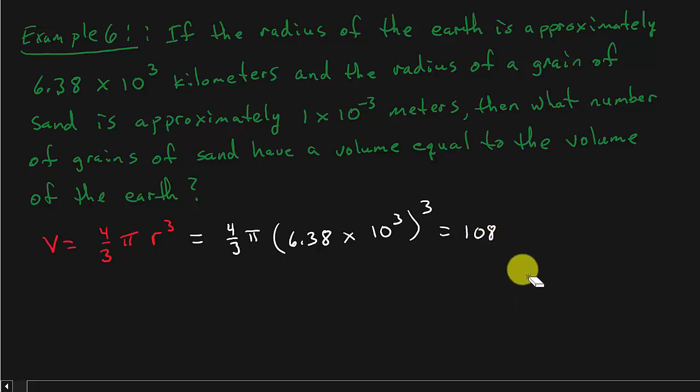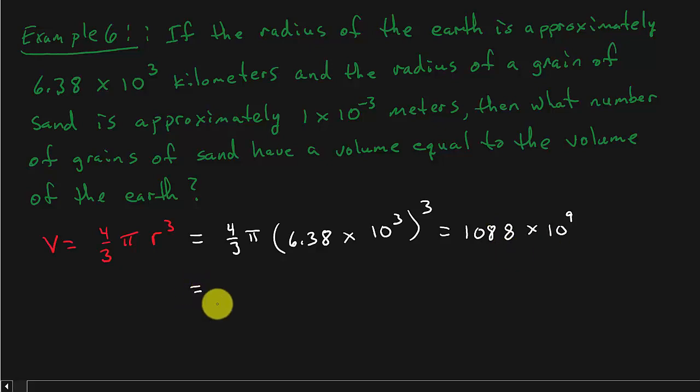Well, let's just write it as this. So how did I get this number? I did 6.38 to the third times pi times 4, hit equal on my calculator, and then divided by 3, and it gives you that number. It's a decimal. I just rounded it to the nearest integer. And then that's times 10 to the ninth, because remember, you multiply exponents. And then we'll have to convert this to scientific notation, just like we did in the previous problems.